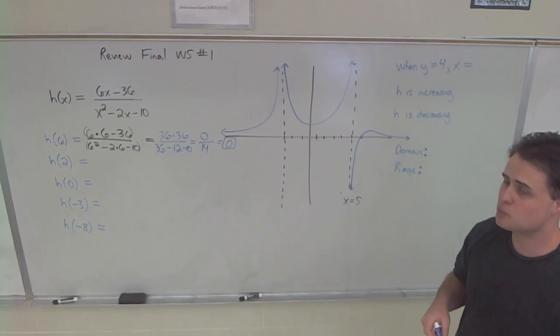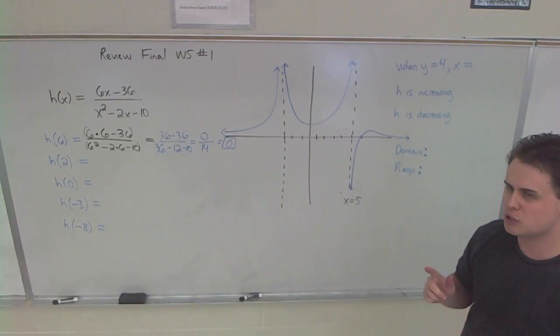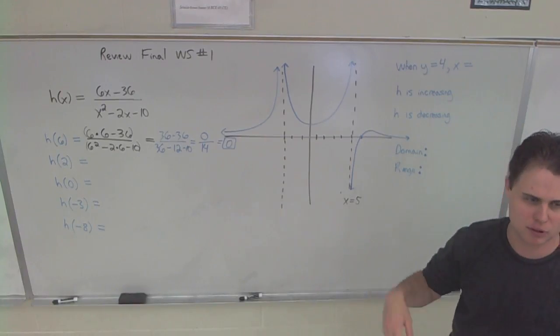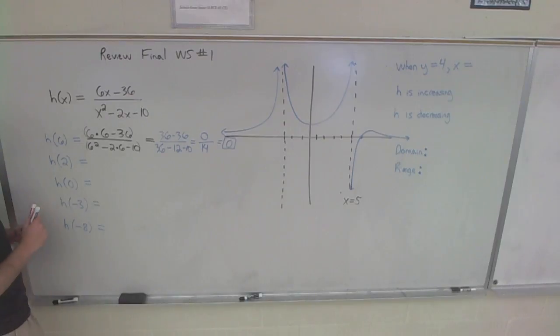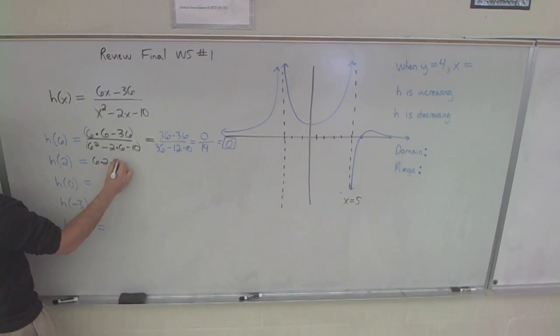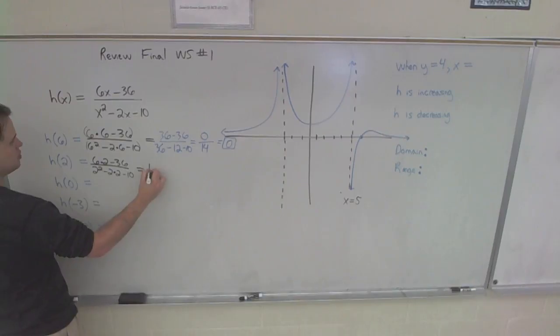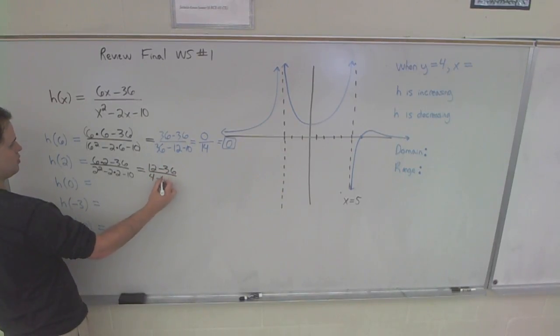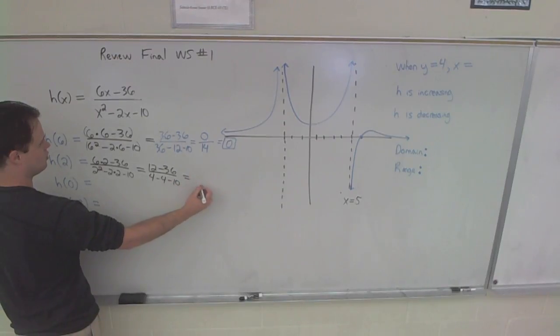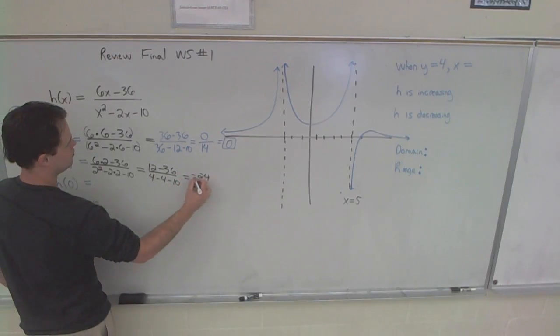Okay. You don't even have to find the other parentheses. On some of these problems, you might end up with not 0 on the top, but 0 on the bottom. Let's see if that happens. So we're going to keep plugging other things in. So when we plug 2 in, what's going to happen? If we plug 2 in, we're going to get 6 times 2 minus 36 over 2 squared minus 2 times 2 minus 10. It's going to be 12 minus 36, negative 24.